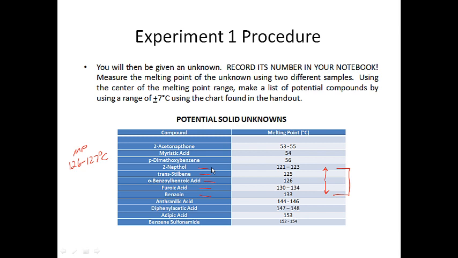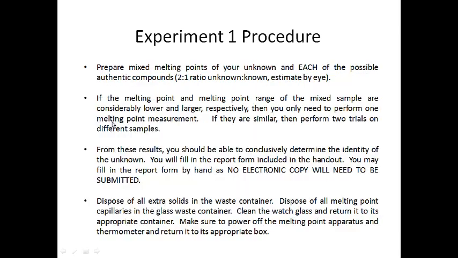Now I'm going to prepare mixed melting point samples of each of these solids. I'm going to prepare these in a 2-to-1 ratio of unknown to known. I'm just going to estimate those, basically put two little piles of solids on the watch glasses, blend them together, pack them in the melting point capillary, and make the measurement.